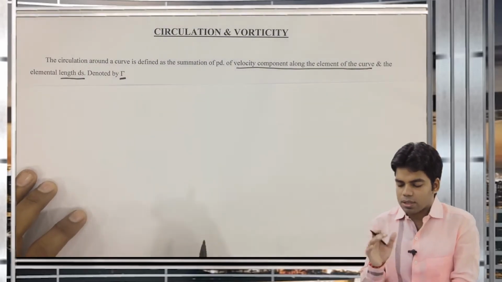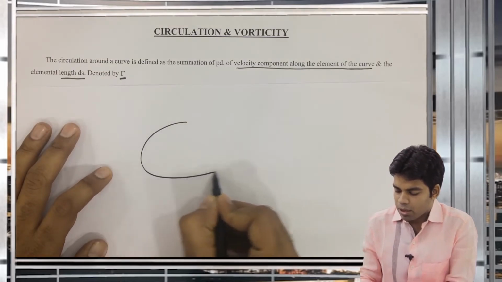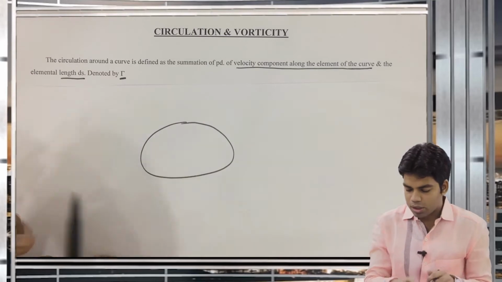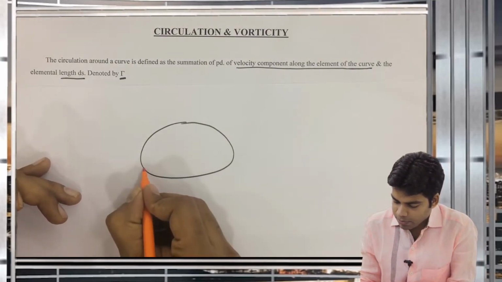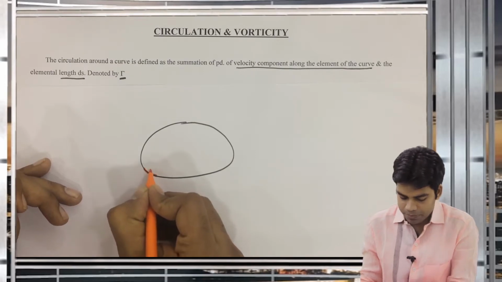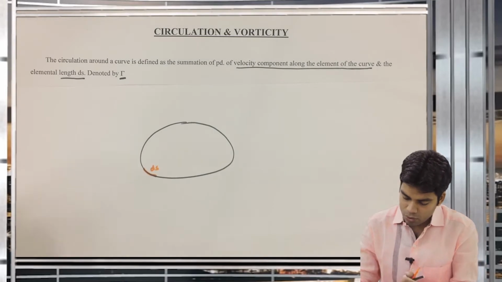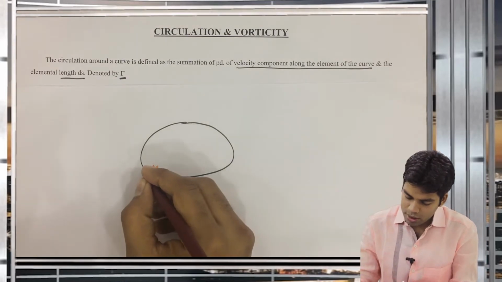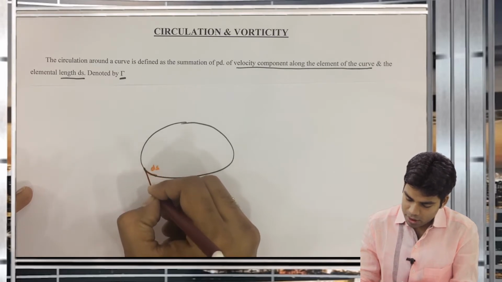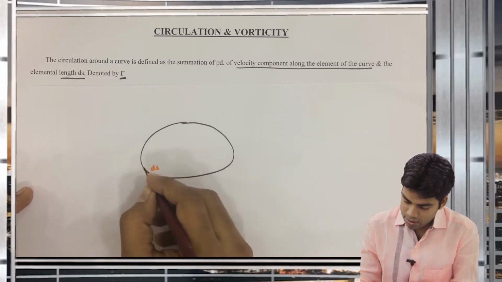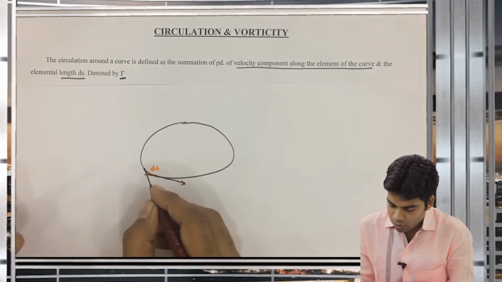Okay, now what is the circulation? Suppose we have a closed curve like this, and we want to determine the circulation around this closed curve. We consider a small element ds here. The velocity at these two points will be perpendicular to the curve, like this. Let's suppose the angle between the two is theta.